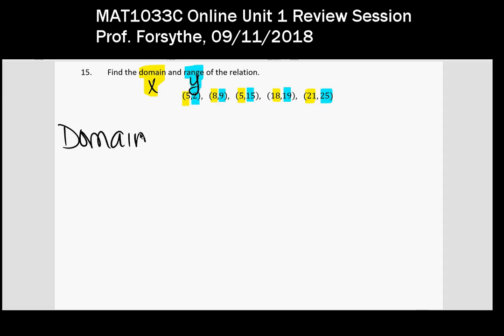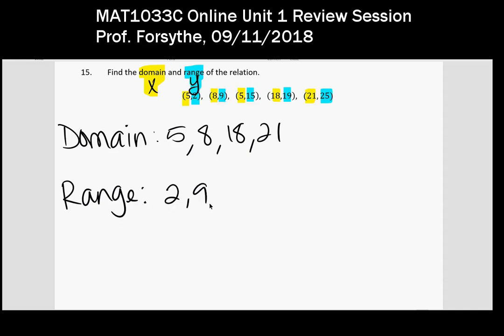So the domain would just be 5, 8, 18 and 21. We don't have to list 5 again. And the range would be 2, 9, 15, 19, and 25. In MAT1033C, they want you to not put spaces, so just be sure and read the directions when you answer the questions. Okay, and that's it.